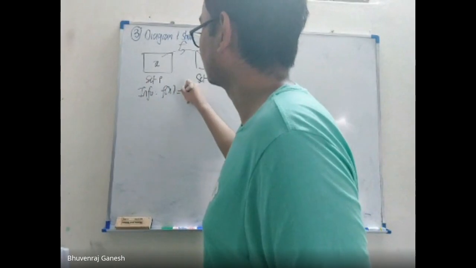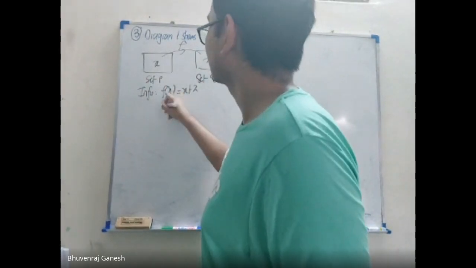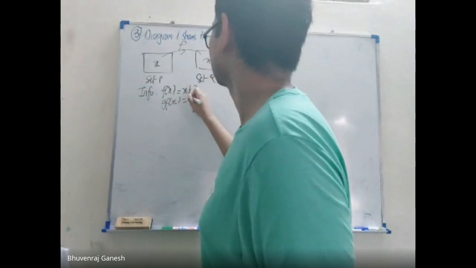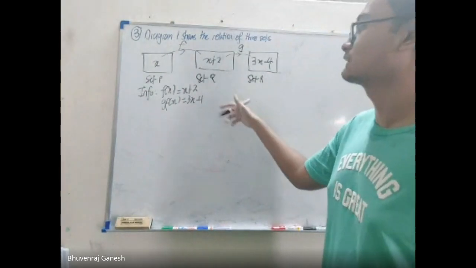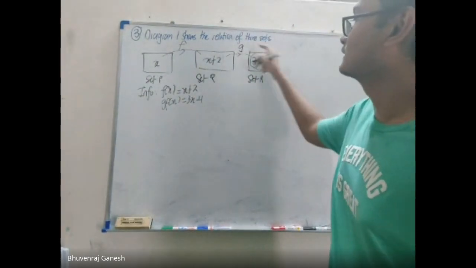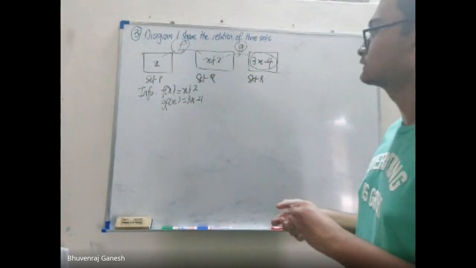Fx is X plus 2, and Gfx is 3X minus 4. Don't say Gx is 3X minus 4. We have to find out Gx because this result here is the result of 2 composite functions. That's why Gfx is 3X minus 4.